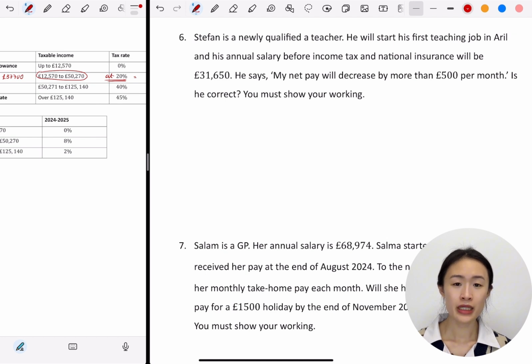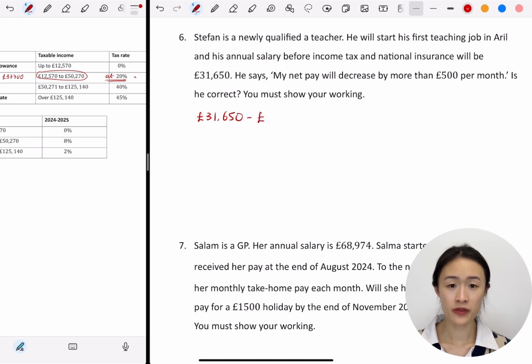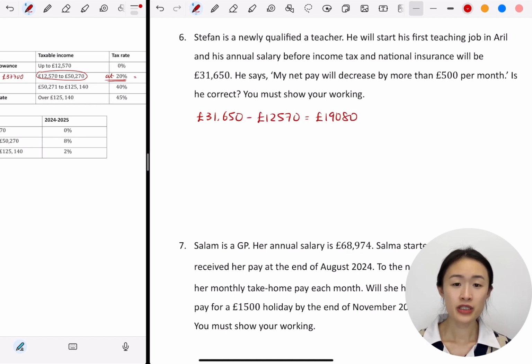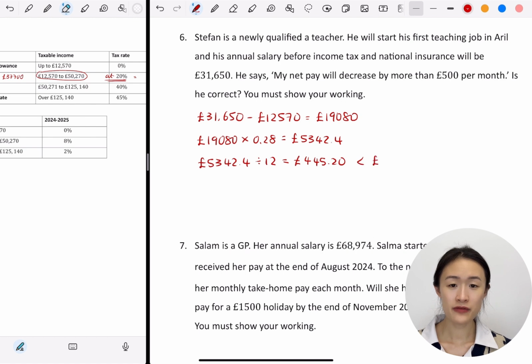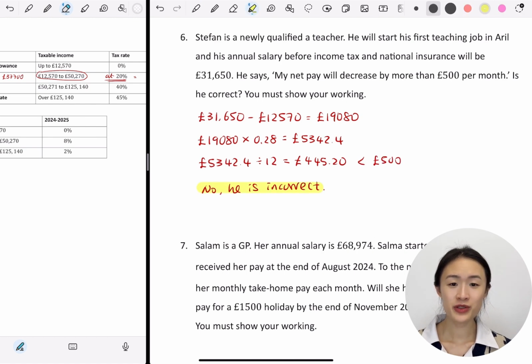So what we can do is to work out the taxable income by doing 31,650, take away 12,570, and because we know that Stefan will be paying tax and national insurance a total of 28%, this year he will be paying £5,342. If we divide by 12, we can work out the monthly deduction, which is less than £500. Therefore, Stefan's claim is incorrect. Okay, now moving on to the next question.